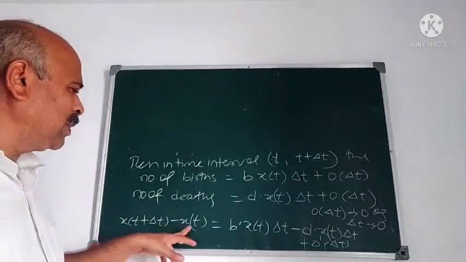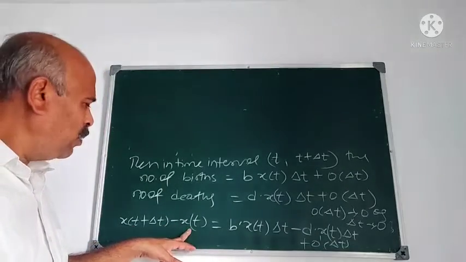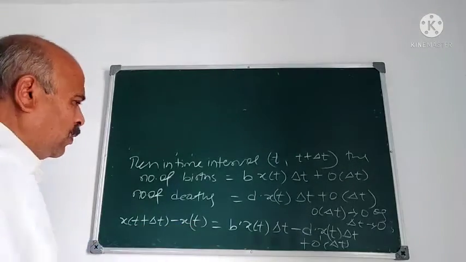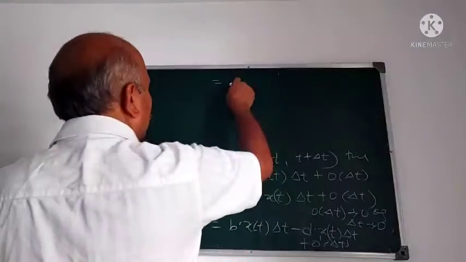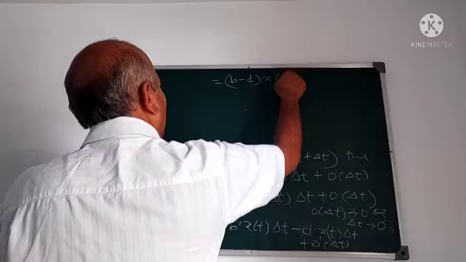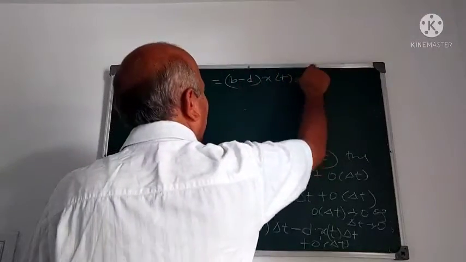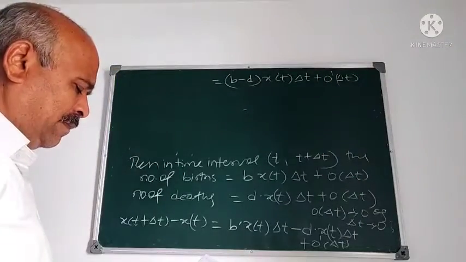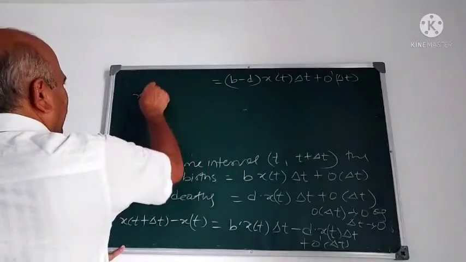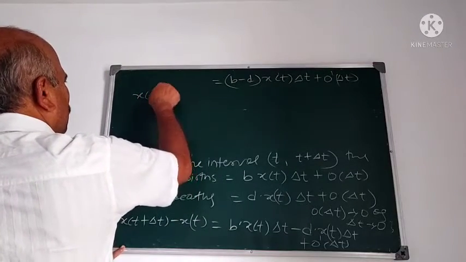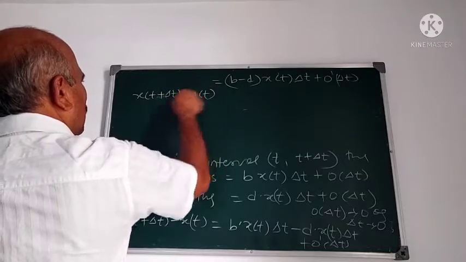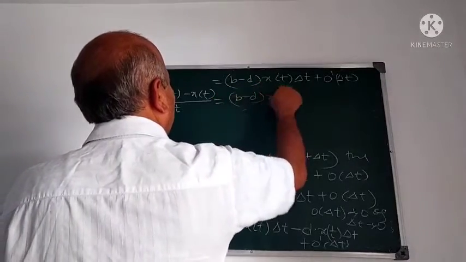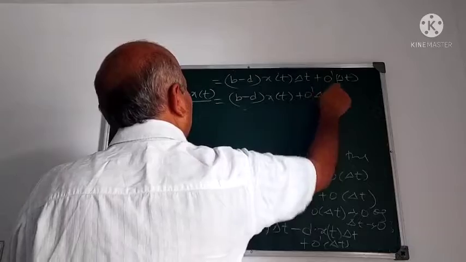Therefore x(t plus delta t) minus x(t), the population size at t plus delta t minus the population size at t, is equal to (b minus d) x(t) delta t plus o dash (delta t). Therefore [x(t plus delta t) minus x(t)] upon delta t is equal to (b minus d) x(t) plus o dash (delta t).